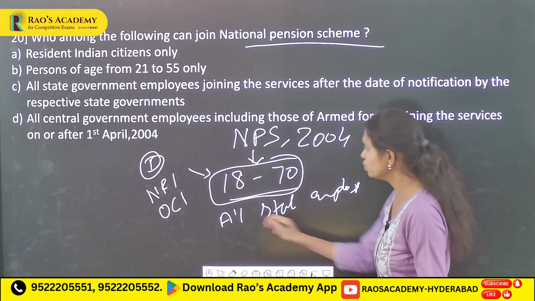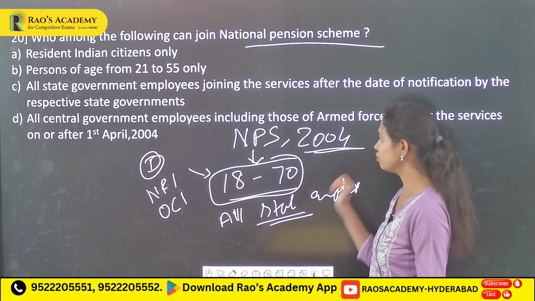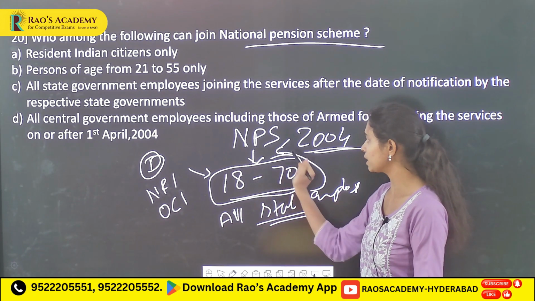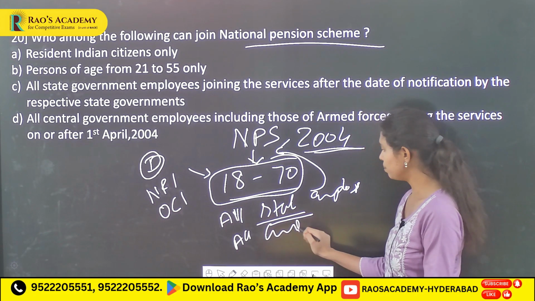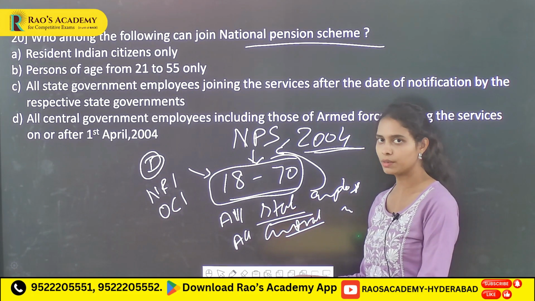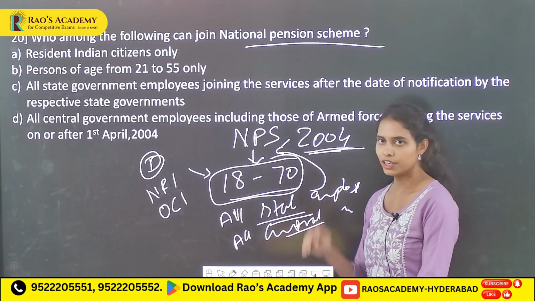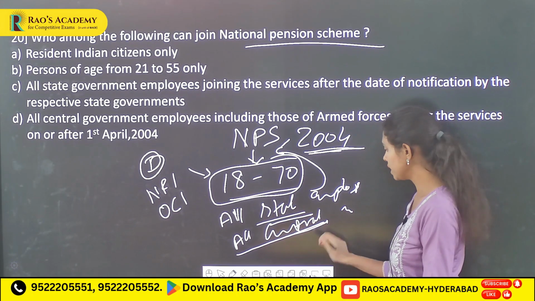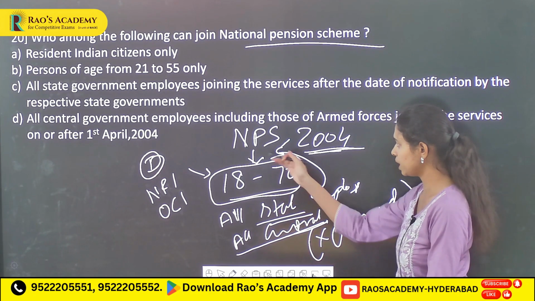who have joined the state government services after 2004, who were directly eligible to be under this particular National Pension Scheme, and also all the central government employees who have joined the central government services after 2004, who will be directly covered under the National Pension Scheme. But here, the central government employees do not include the armed forces. Armed forces are the exclusion under this particular scheme.